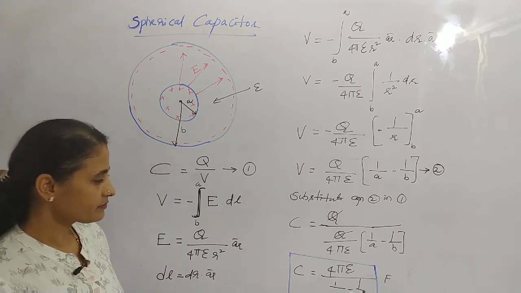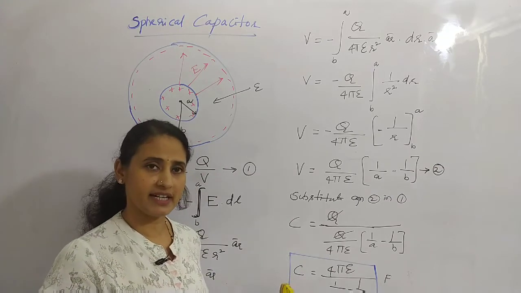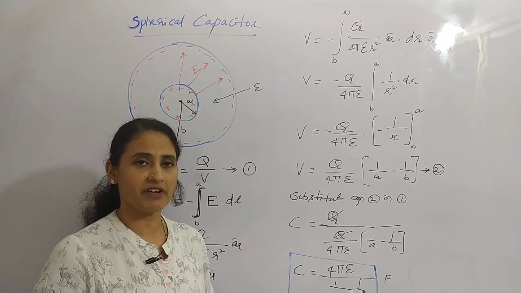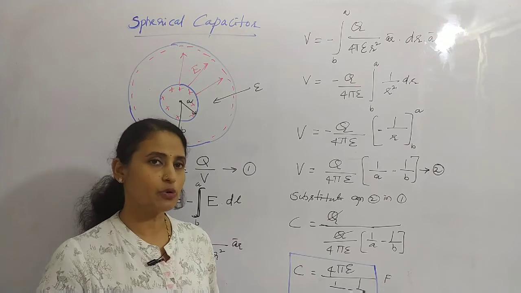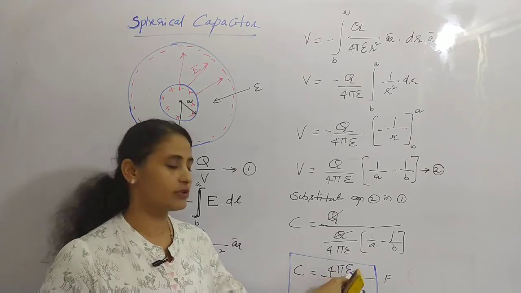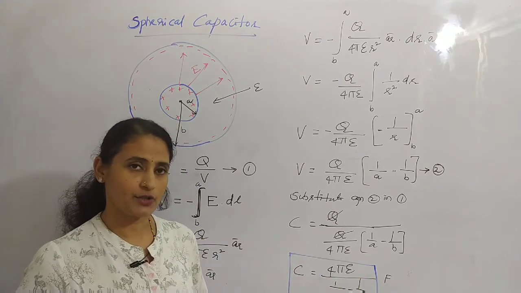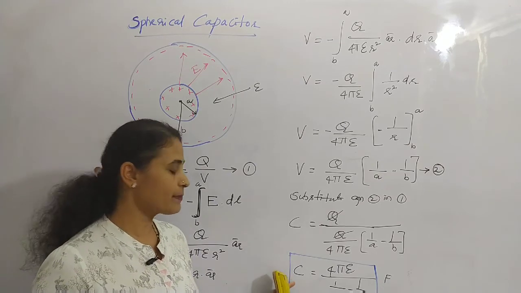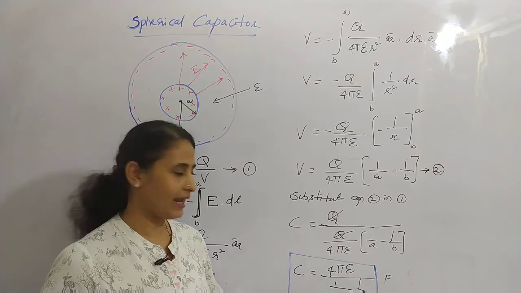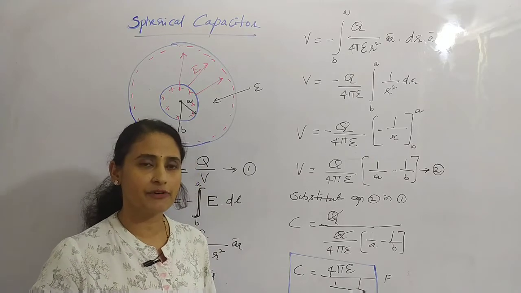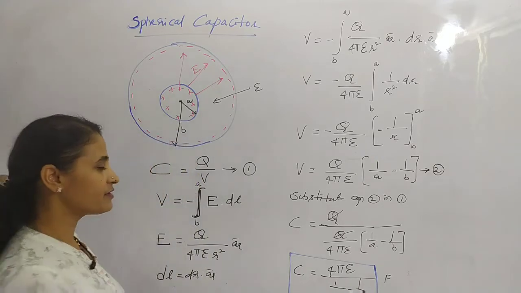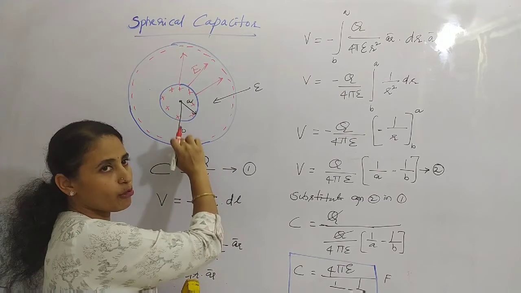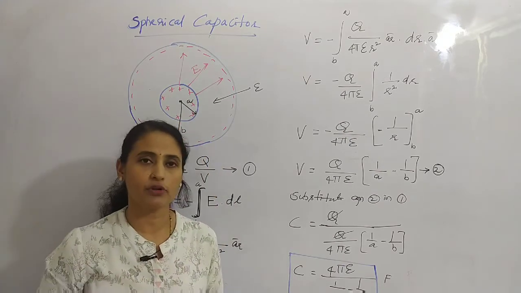This means the capacitance is directly proportional to the permittivity of the medium between the two spheres or conductors, and inversely proportional to 1 by A minus 1 by B, that is, the inverse of the difference of the inverses of the radii of both conductors.